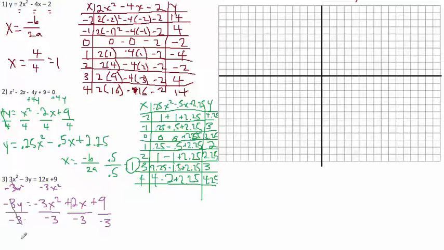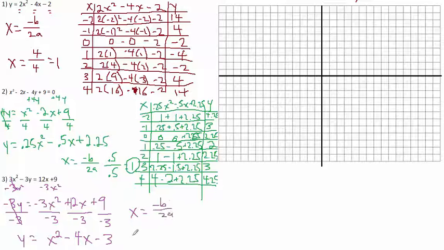So this, of course, cancels, and we've got a y. Negative 3 divided by negative 3 cancels also, and you get plain x squared. 12 divided by negative 3 is negative 4x. And 9 divided by negative 3 is negative 3. So this is our equation. And for that, we're going to figure out the turning point.